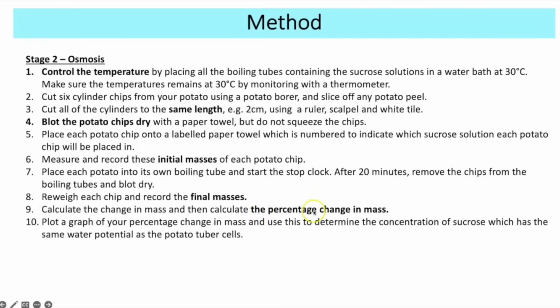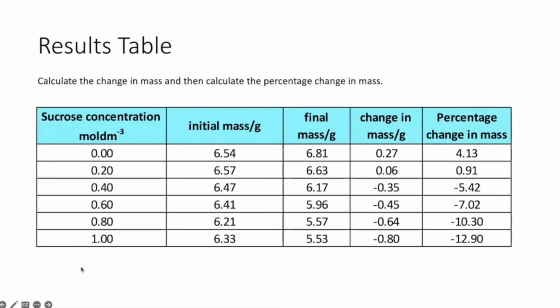I've also put in bold the percentage change in mass because that is the calculation that we do, because turning your change in mass into a percentage change in mass means that you can then have fair comparisons because it takes into account the fact you might not have exactly the same initial masses to begin with. So we can now move on to plotting the data. Here are the results. We've got the different concentrations, the initial mass, the final mass, change in mass, and then the percentage change in mass. And that is the column that we're going to be using.